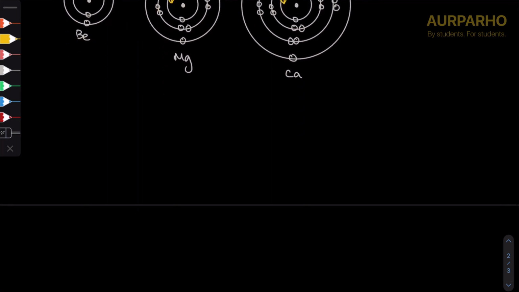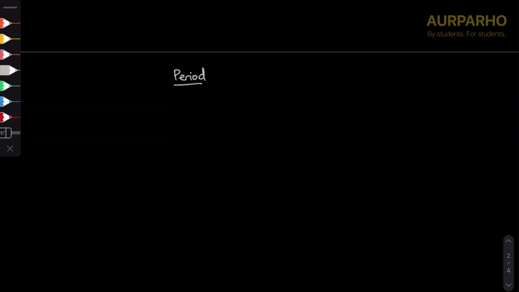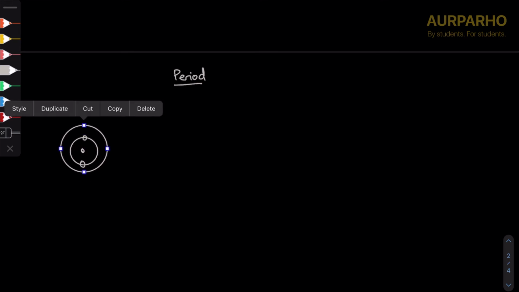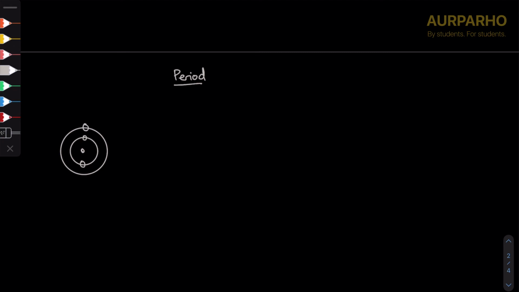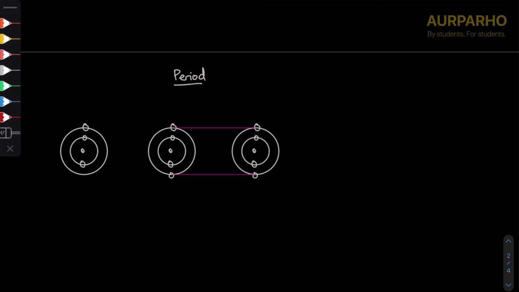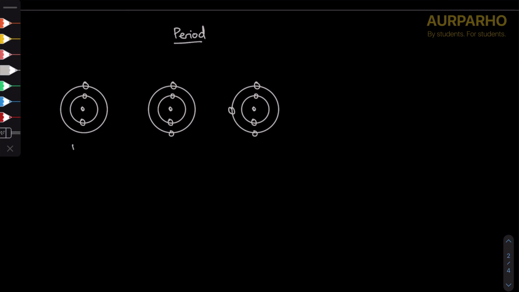So yeah, let's talk about period trends. Let's again take an example, and this time let's consider period 2. We'll consider the first 3 elements of period 2. We'll have lithium, which has 3 electrons. So 1 here, and we'll just keep adding electrons. Then beryllium has 4 electrons, and there we go, that is boron. So this is lithium, beryllium, boron.